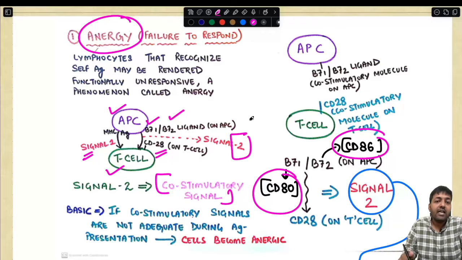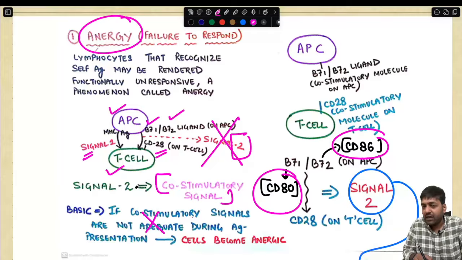Remember this point: if, because of any cause, the co-stimulatory signal is not adequate during antigen presentation, then the cells become anergic, meaning the T cells will fail to respond against this particular antigen. This is the antigen presenting cell, this is the B7-1/B7-2 ligand, the co-stimulatory molecule present on the antigen presenting cell, and this is CD28, the co-stimulatory molecule present on the T cell. Only when these two are engaged with each other will signal number 2 become strong, and that will lead to T cell activation.